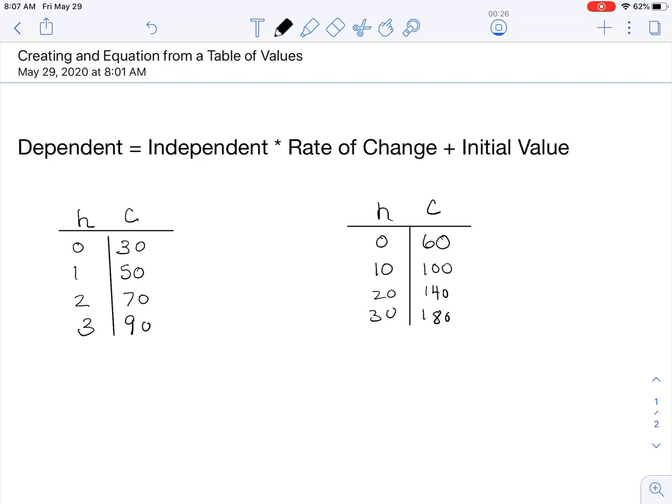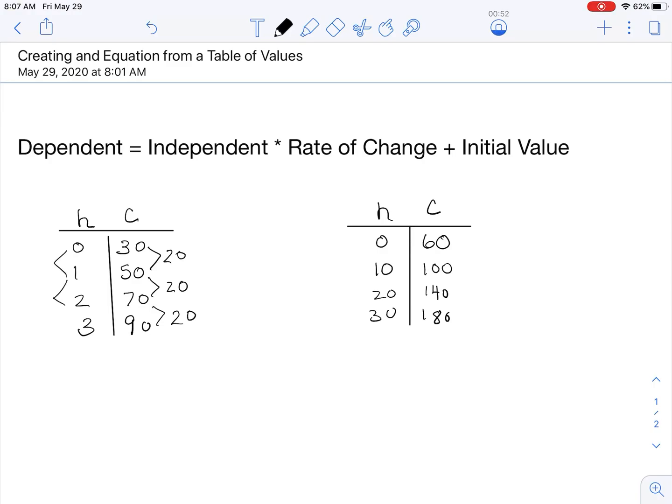So this time I'm going to give you the table of values and we're going to look at how we can create the equation from just the table. So the first thing I want you to do, let's look at this first one here. I've got hours as the independent and cost as the dependent. First thing I want you to do is calculate the first difference. So you want to look at that pattern of the dependent values, and you can see there it's going up by 20.